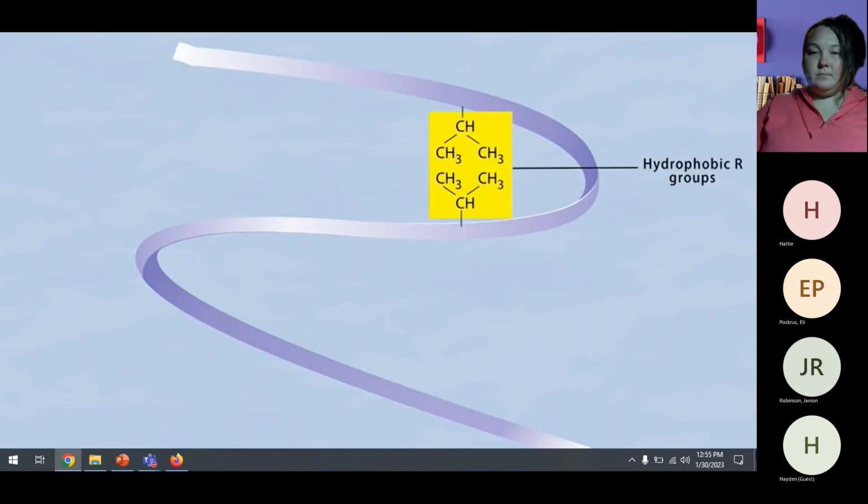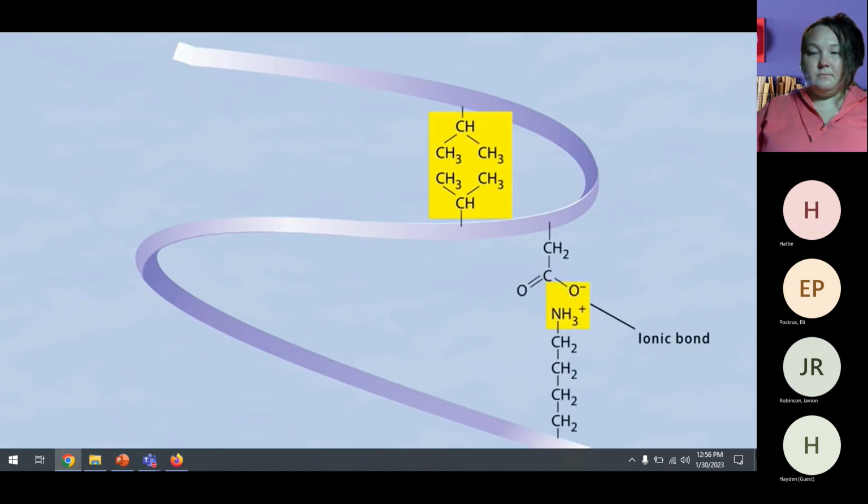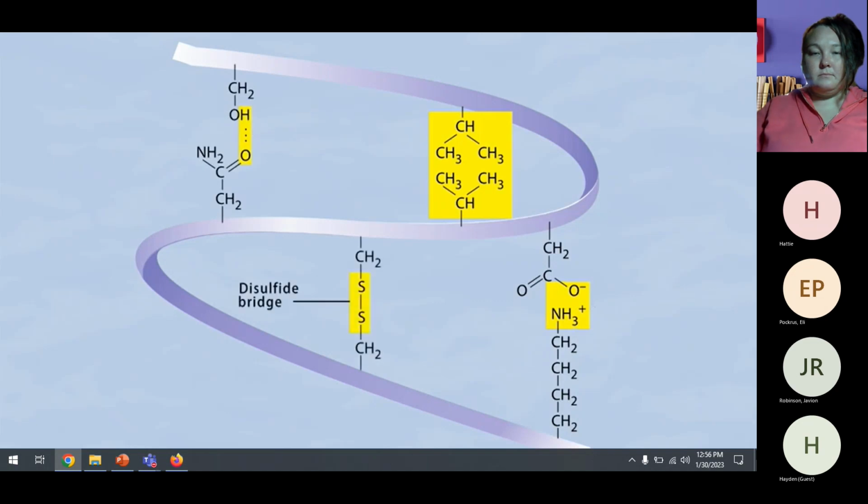Hydrophobic R groups cluster in the center of a protein, out of contact with water. R groups that have positive or negative charges may form ionic bonds. Hydrogen bonds can connect polar R groups, and covalent bonds may form between sulfur-containing R groups. These disulfide bridges reinforce the shape of some proteins.